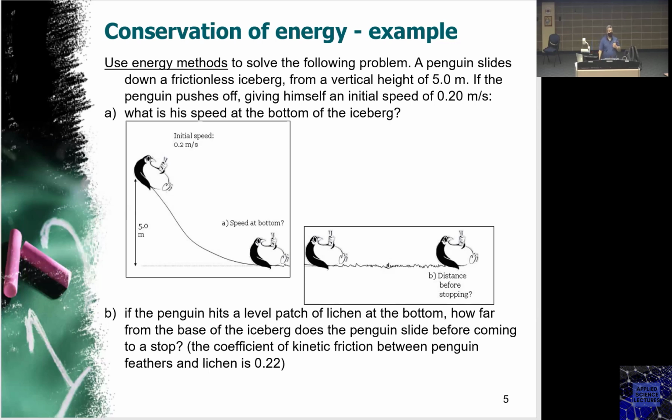Now, here we have the penguin giving himself an initial speed. This means he also has a kinetic energy right at the top of the iceberg. His kinetic energy is not 0. He's not starting from rest. He has an initial speed. This means he has a kinetic energy. And he is at the height of 5 meters. So he also has this gravitational potential energy.